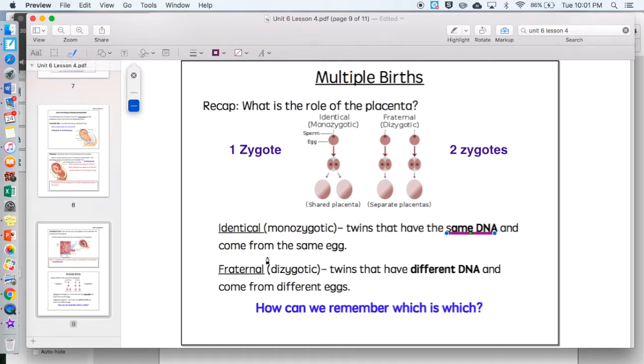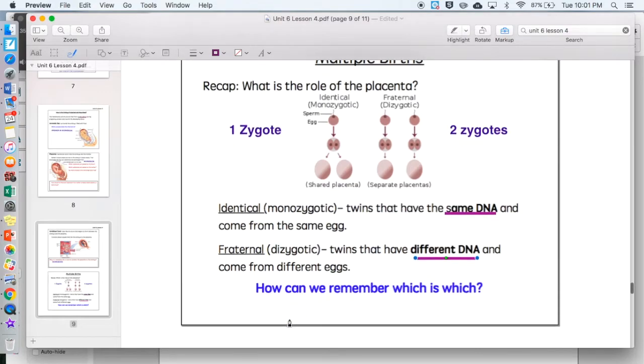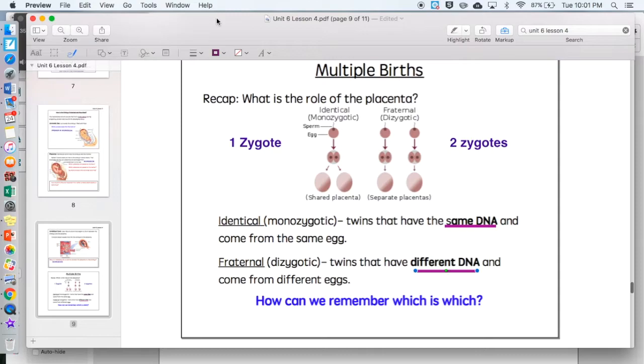So identical monozygotic twins have the same exact DNA, and they came from the same egg and the same sperm. Fraternal twins, this is why they look like siblings and not twins, they have different DNA. So biologically, they are no different from siblings, but they were in the womb in utero at the same time. They had different eggs, different sperm.